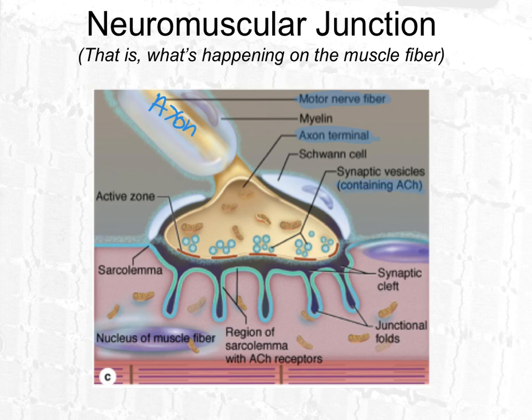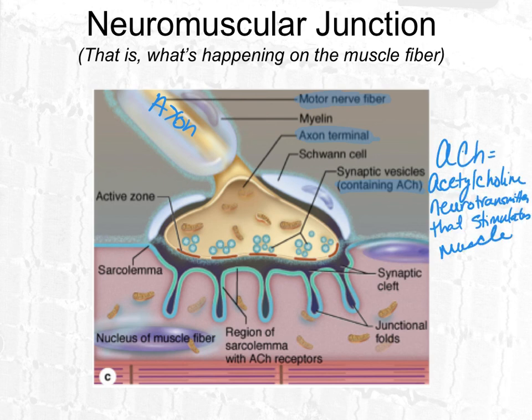acetylcholine. Okay, so acetylcholine is a neurotransmitter. So it's a chemical that transmits a neuronal signal. So it's translating from an electrical impulse in the neuron to a chemical impulse that can cross the gap, the synaptic cleft, and be taken in by the muscle to start muscle activity.